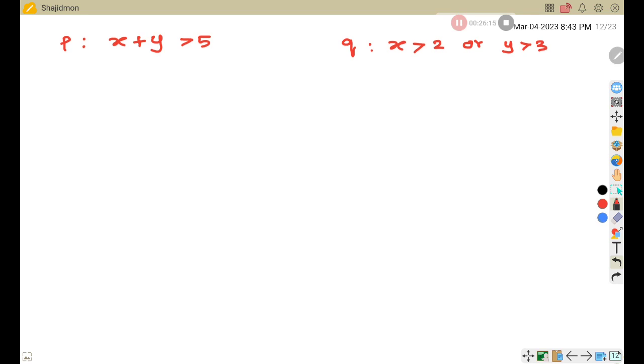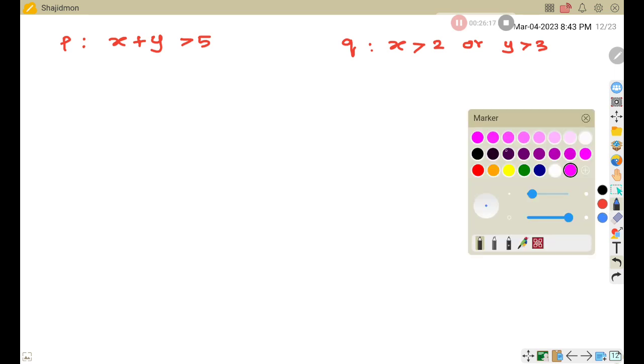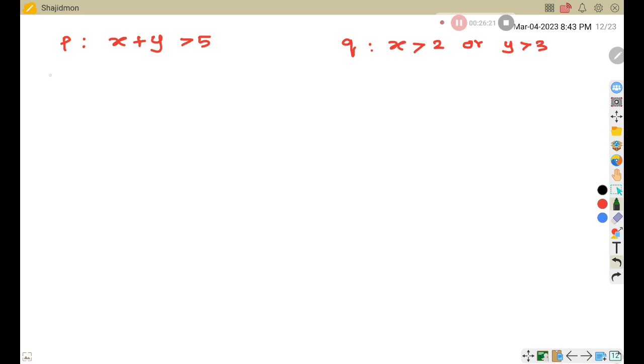Now before doing this question, it is better to write the negations. For example, negation of P. What is the negation of the P statement? The opposite of that: x plus y, instead of greater than, we write less than or equal to 5. Just the opposite of the symbol in between. The negation of greater than is less than or equal to 5.